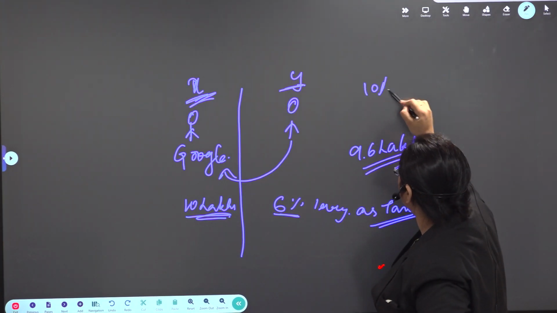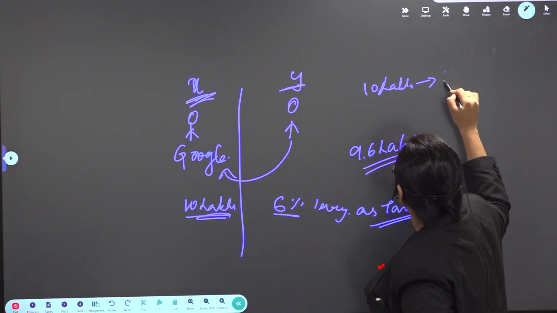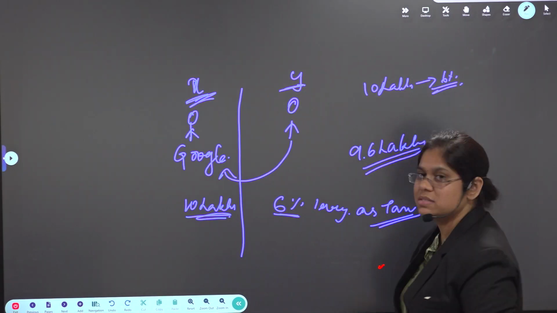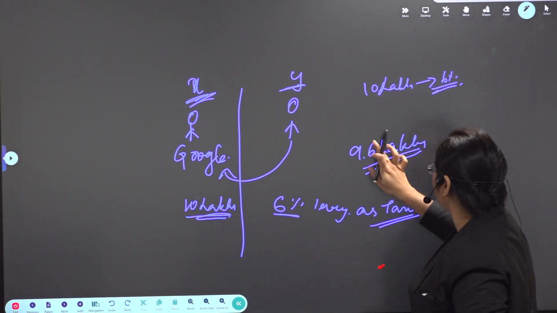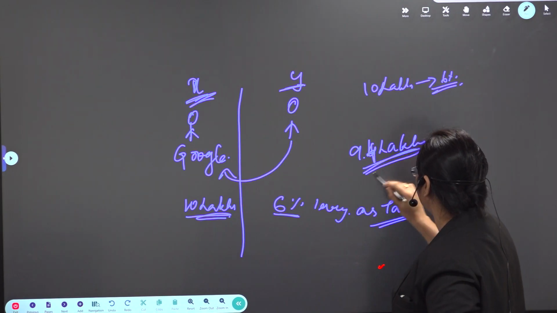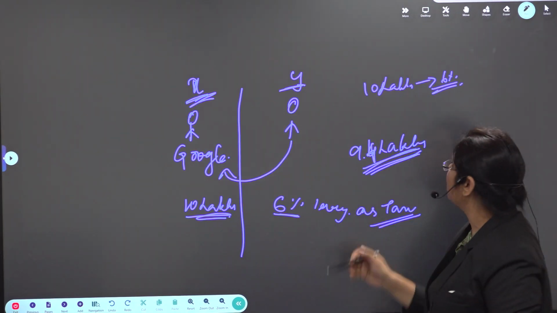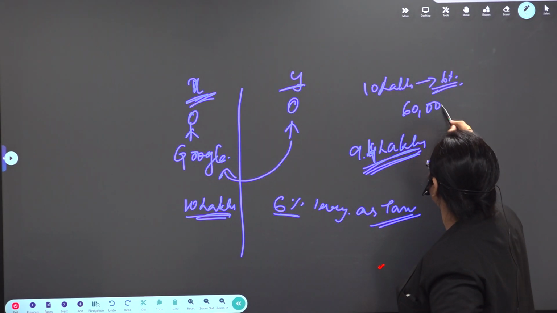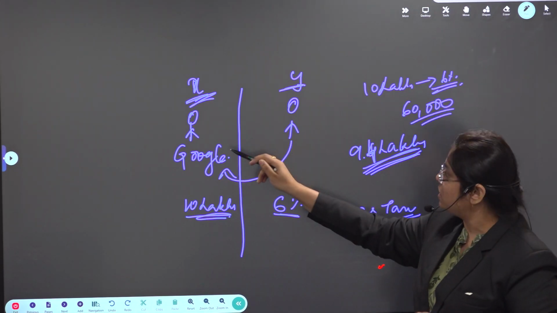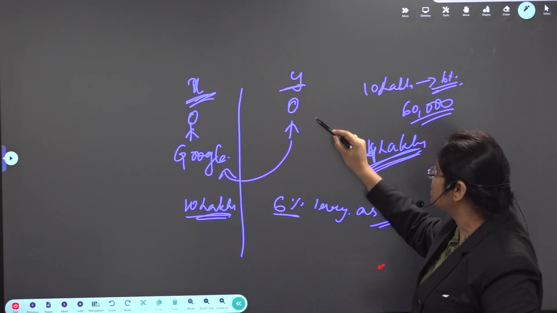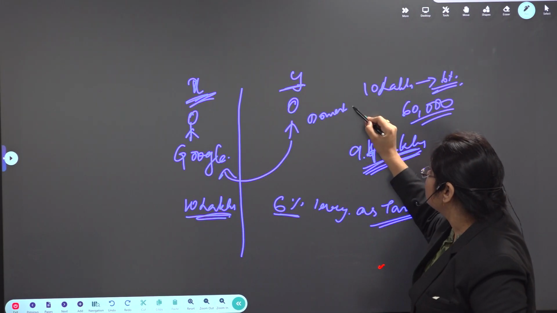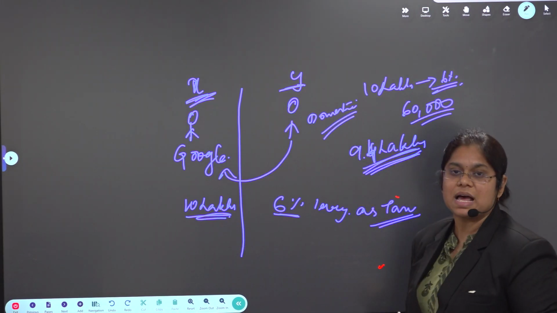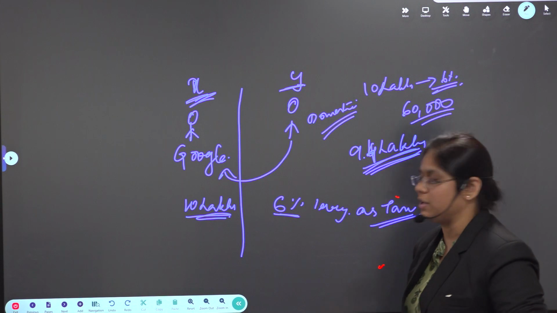10 lakhs, 6% of tax, what happens? 60,000 loss, okay, 9.4%. Now 60,000 will be reduced. Why? Because this is an X company in my country, that is in the domestic country. So I will levy the 6% tax, that is called the equalization levy.